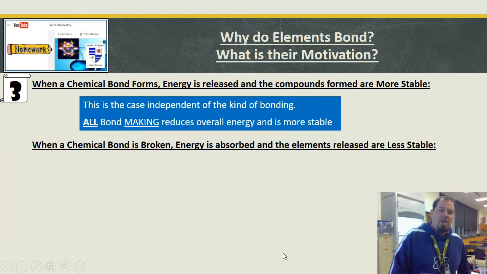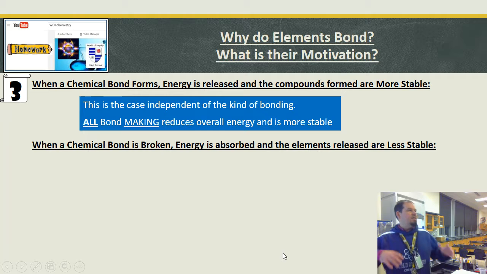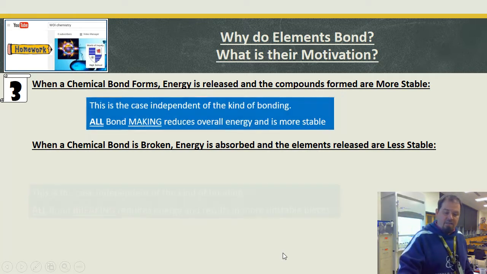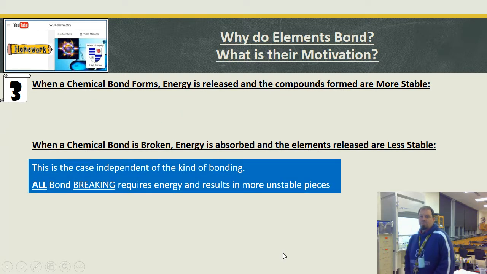Okay? Now, it says here, when a chemical bond forms, energy is released, and the compounds formed are more stable. This is true for all kinds of bonding. Making bonds releases energy, making it more stable. We need to know the bigger idea here is that stable is lower energy. So we always need to lose energy to become more stable.